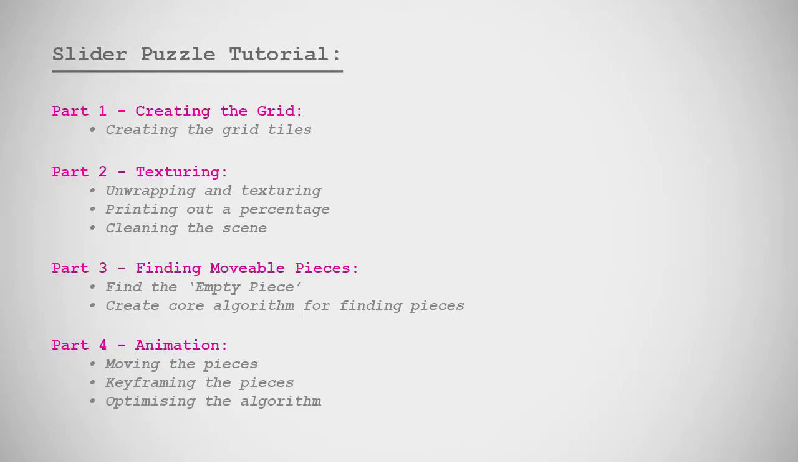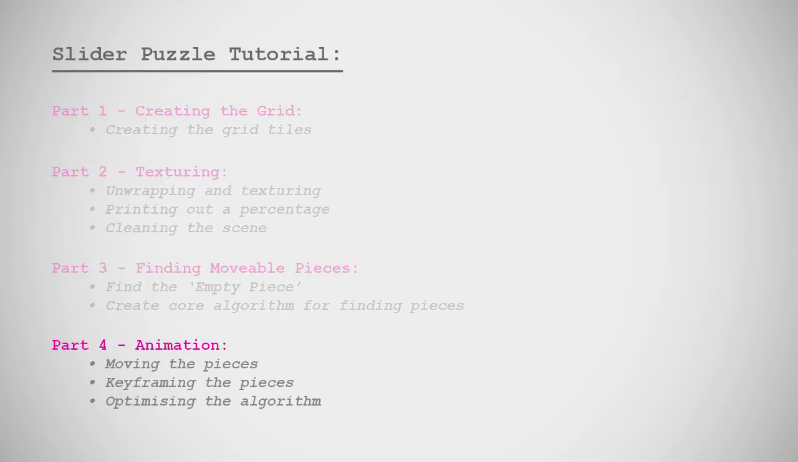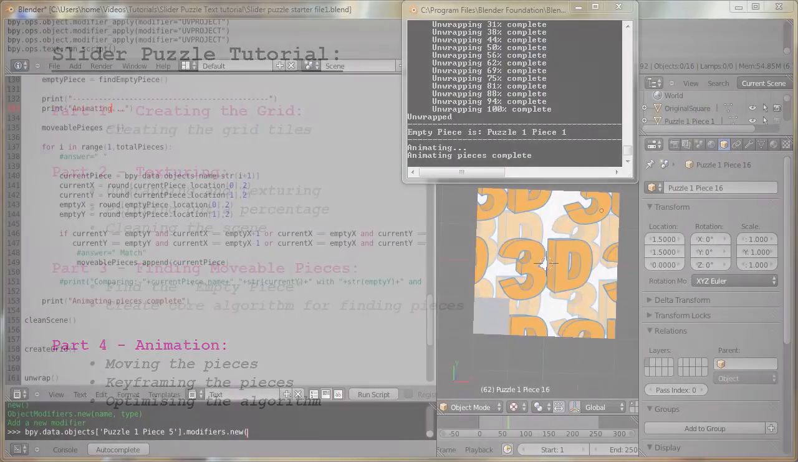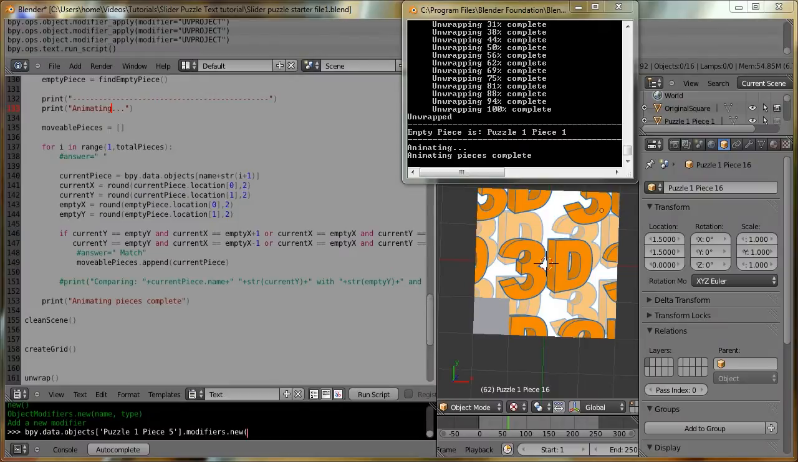Welcome to part 4 of this slider puzzle tutorial. We've so far created a texture grid and have worked out how to detect which pieces can be moved. We'll now be working on getting the moving and keyframing done, and then we'll optimise the code to mix the puzzle more intelligently. So now we can begin the process for the actual animation.